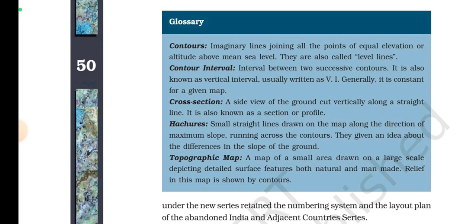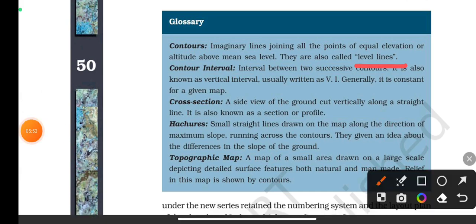Okay, so contours: imaginary lines joining all the points of equal elevation or altitude above mean sea level. They are also called level lines. This is very important. Now contour interval: interval between two successive contours. It is also known as vertical interval, usually written as VI. Generally it is constant for a given map. So definitely the interval is constant for a given map.